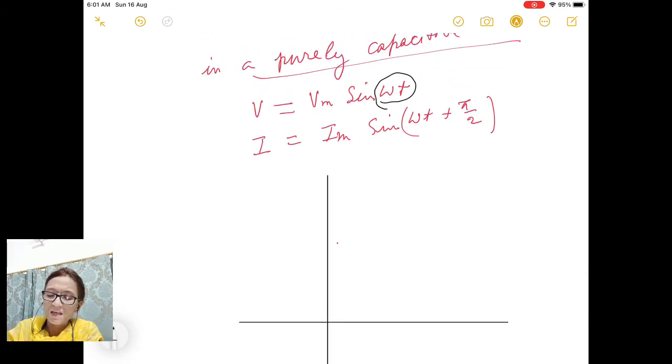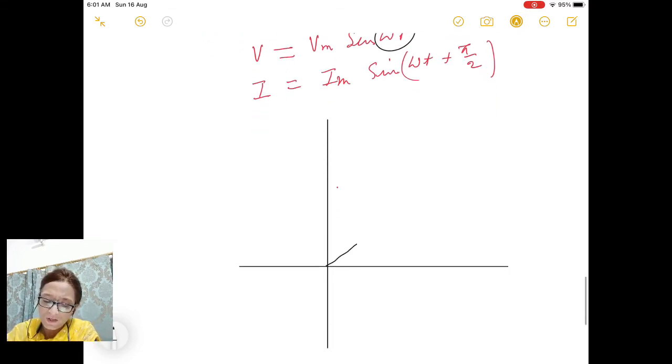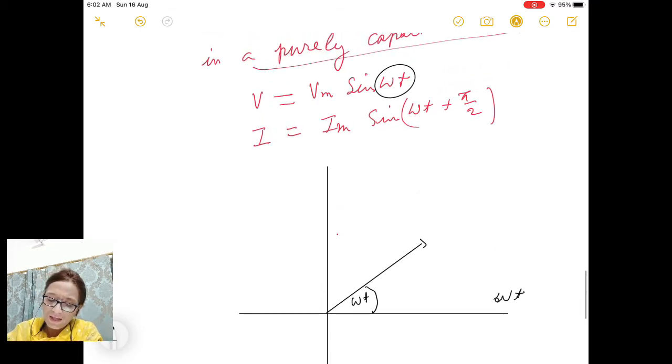So phase angle is given by omega t at any time t. So at any time t you can draw a vector which is at an angle omega t from x-axis. And what is x-axis? This is actually omega t only. And then the magnitude of this phasor, voltage phasor, is given by voltage amplitude and its perpendicular component. Here you have perpendicular component given by instantaneous voltage V.